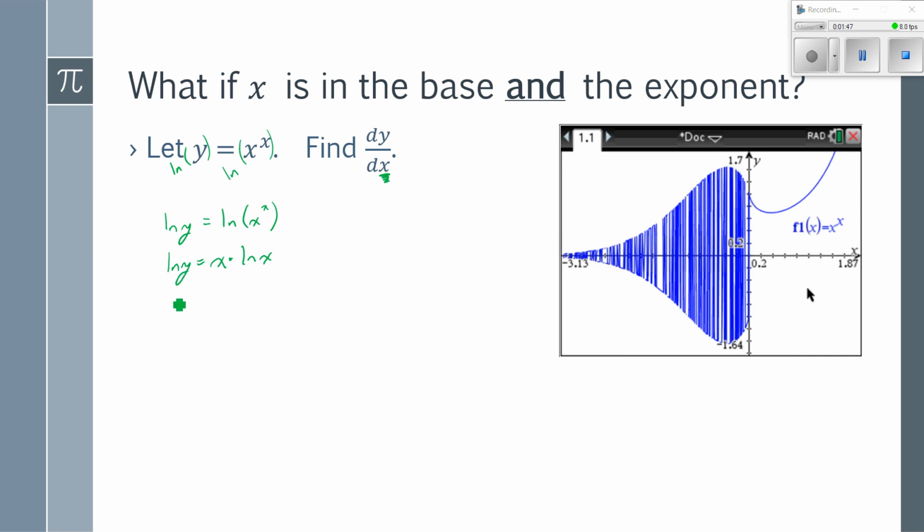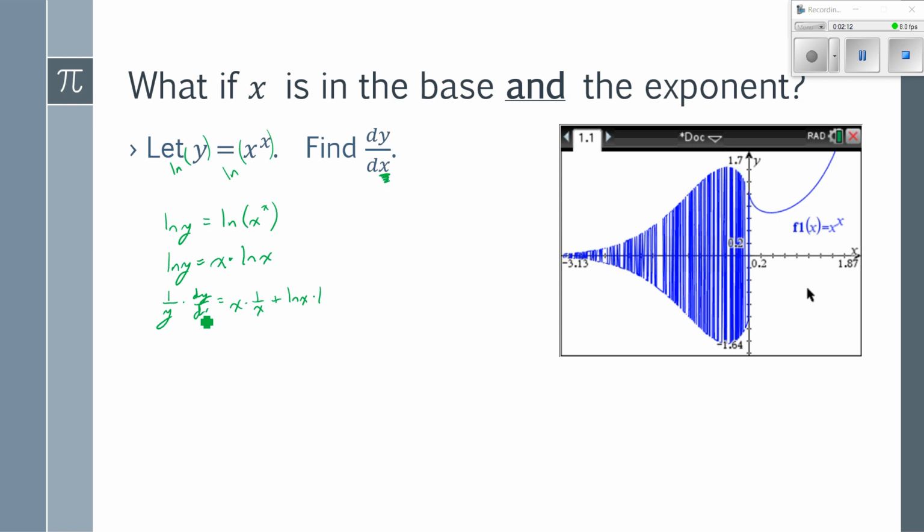So the derivative of natural log of y is 1 over y times whatever dy/dx is. I don't know what it is yet, but I do know I need it there. And then for x times natural log of x, I need to use the product rule. So I have first times derivative of second plus the second times the derivative of the first.